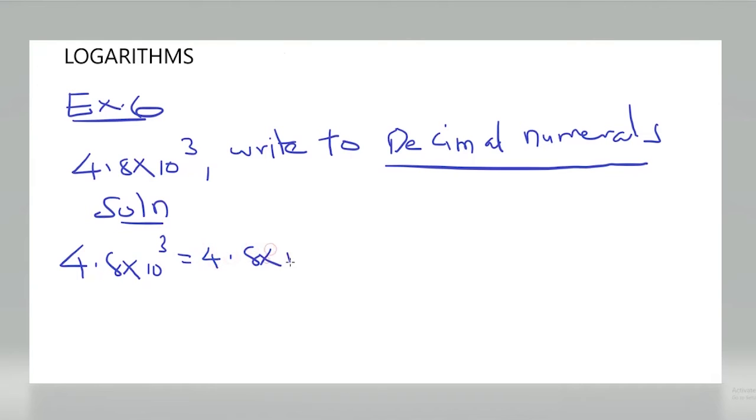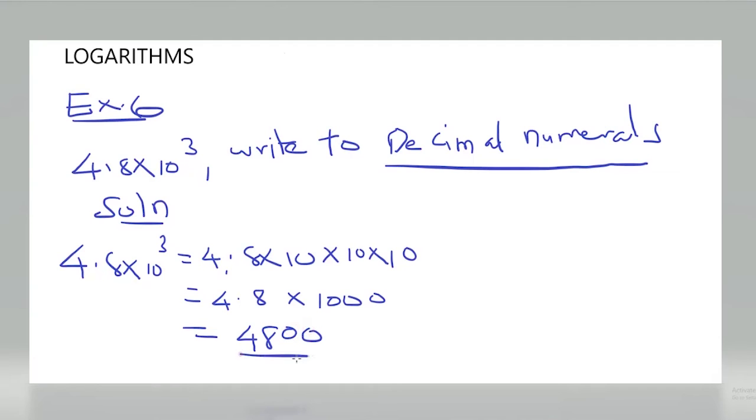4.8 times 10 power 3, which means 10 times 10 times 10. If you're not familiar with this, please refer to my previous sessions on exponents. Then this will be equal to 4.8 times 10 times 10 times 10, which is 1000. When we multiply, you get 4,800. This is the answer.